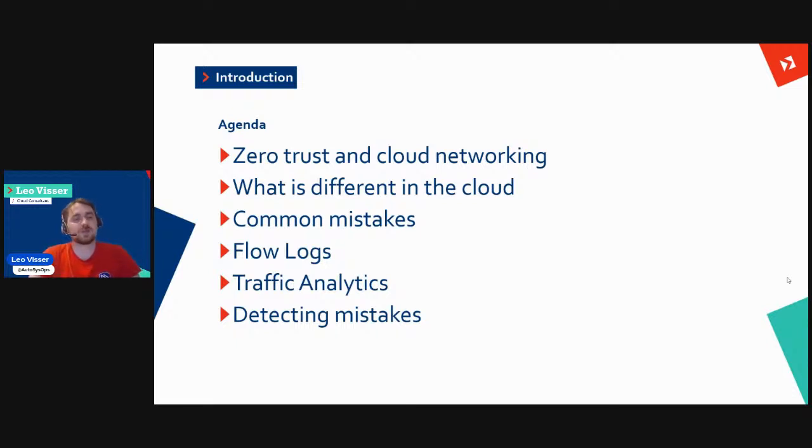So what are we going to talk about today? First, we're going to dive a little bit into Azure networking, what Zero Trust is and how it works together with cloud networking. Then we're going to look at what's different with networking in the cloud compared to on-premise networking. We're going to look at some common mistakes you will see when people are setting up Azure networks. Then we're going to look into flow logs and traffic analytics, which are techniques provided by Azure. And in the end, we're going to look at detecting the mistakes which can be configured and how you can actually spot them with these tools in Azure.